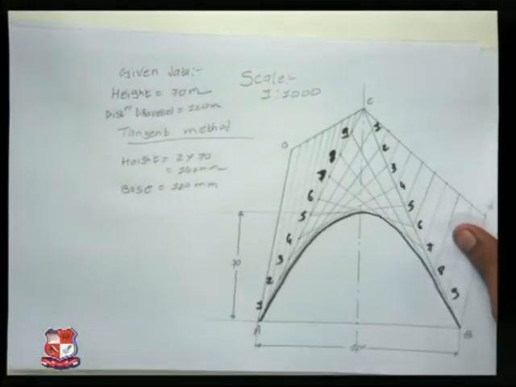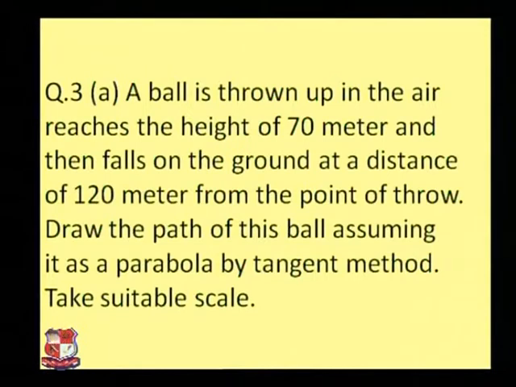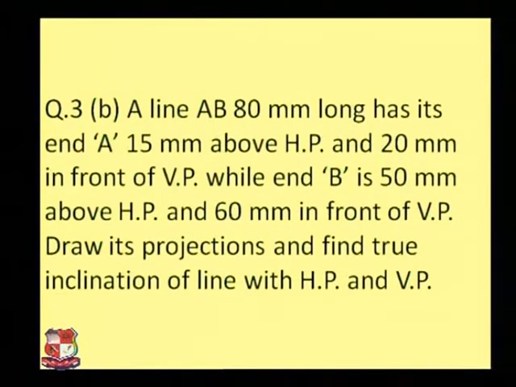Now we will see the next method. This sum is of projections of line. In this, it has been given that line AB is 80 mm long, which means the true length is given as 80 mm. Another portion is given, the location of point A.